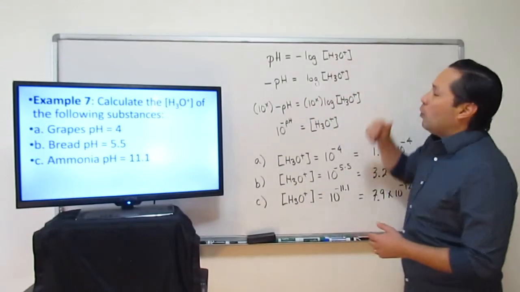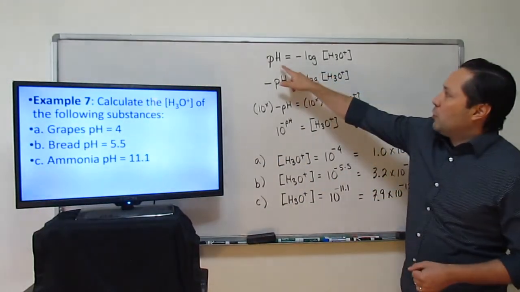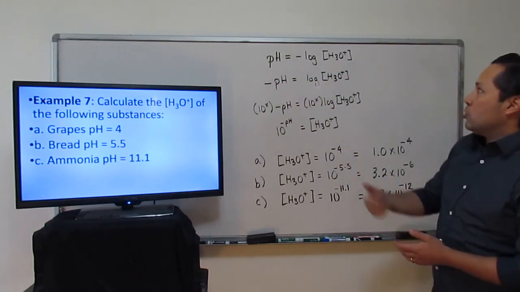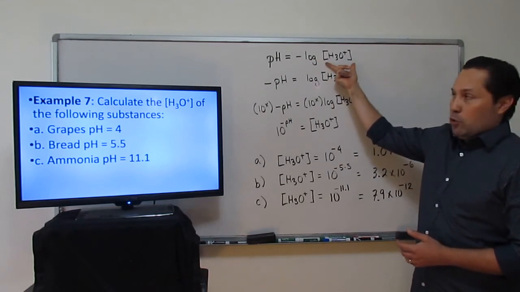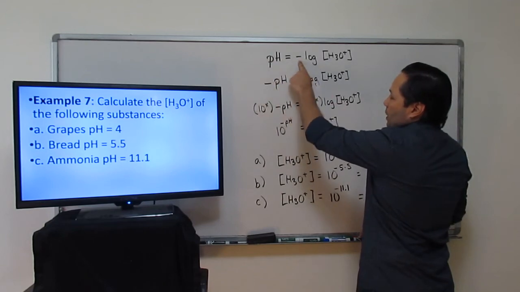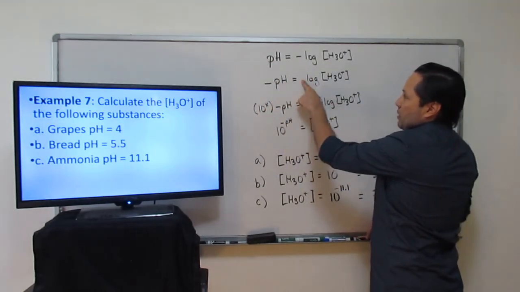So we're going to use the same formula, but we're going to modify it a little bit. So here's our formula to solve for the pH, but now we want to solve for the hydronium ion concentration. So I want to isolate the hydronium ion. First step, I'm going to go ahead and get rid of the negative. So multiply both sides by -1. So now we have this negative, that's positive.